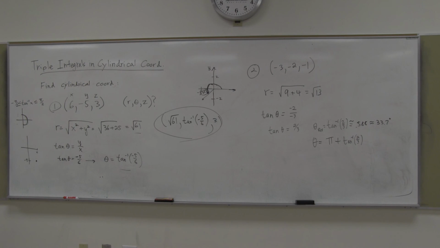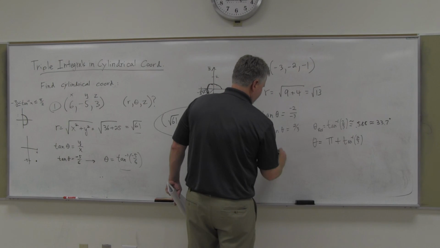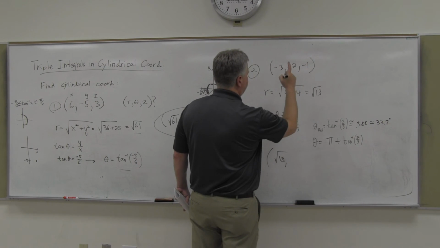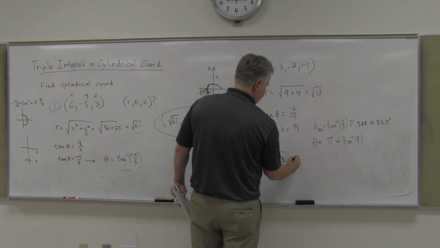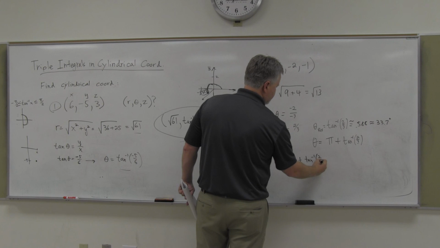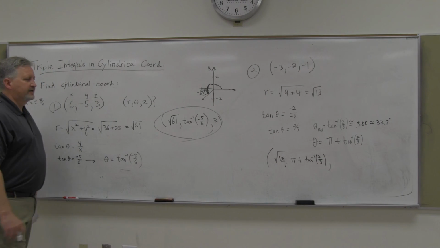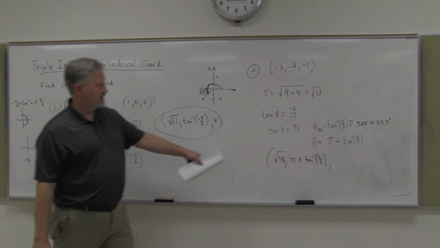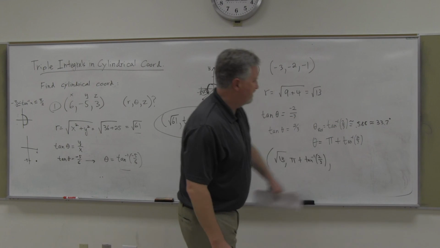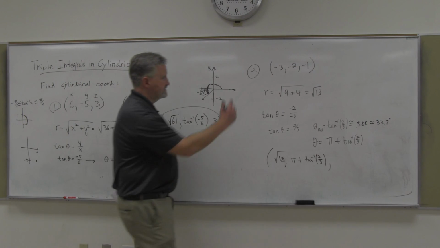Okay. So what's the answer? R is square root of 13. Theta is pi plus tangent inverse of 2/3, which is the exact value. I think they do exact. What would it be rounded? 3.14 plus 0.588. And Z is -1.